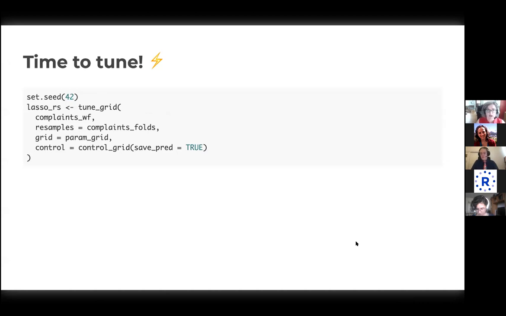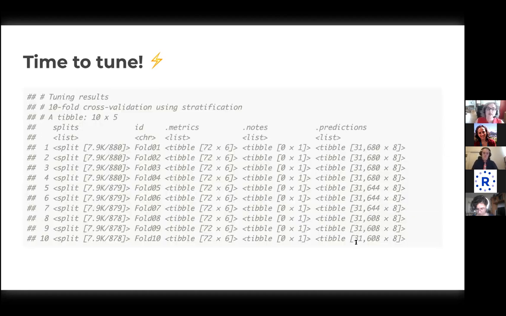So now we're going to tune. You can tune in a couple of different ways. We're going to show a straightforward way to tune, where it's time to put all these pieces together. The workflow, which says, what is the preprocessor? What is the model? The resamples, which are the data that we're tuning on. That grid, remember, is what are the possible parameters we're going to try, and then some details about the modeling. So a control, like in this case, we're going to save predictions so that we can explore them later. So the output of this will look a lot like the cross-validation folds, where we have the splits, the fold, but now we have some things like metrics and predictions. Our results that we have here.